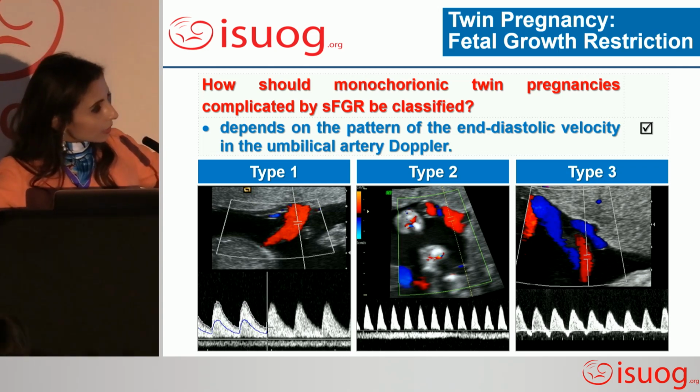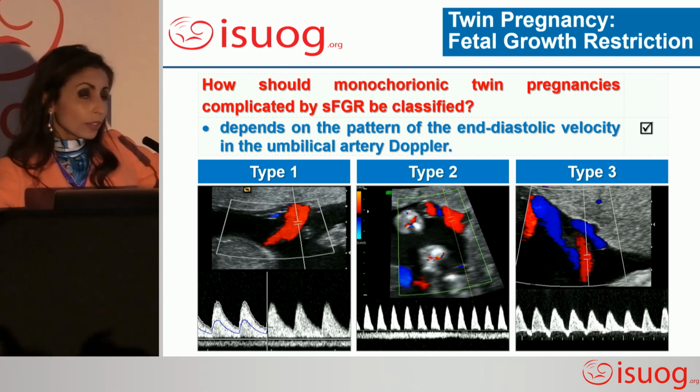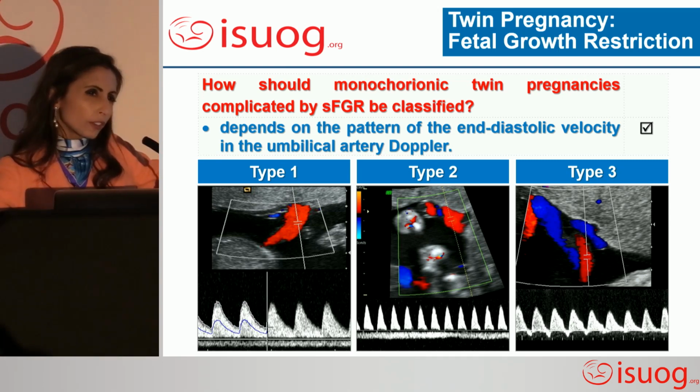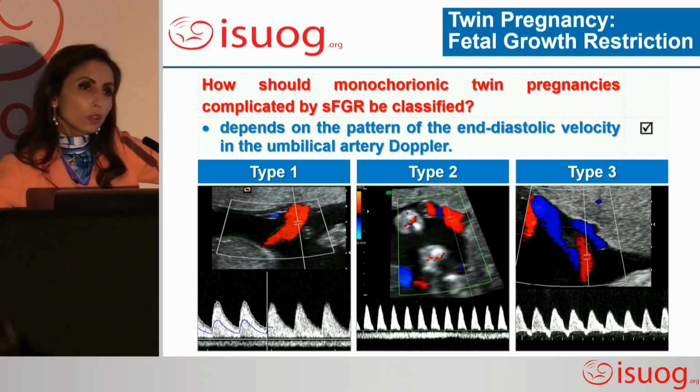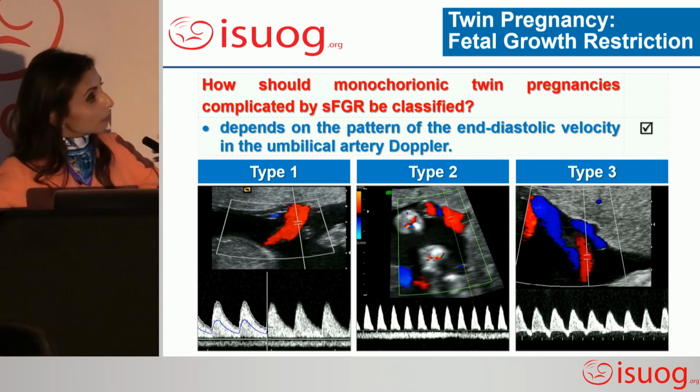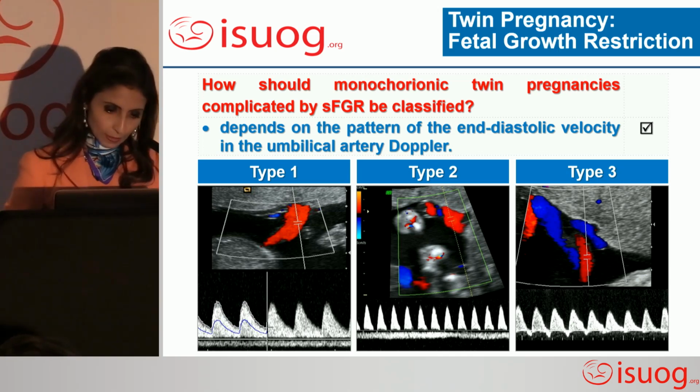And type 3, when you have this intermittent absent or reverse end-diastolic flow in the umbilical artery. So quite a characteristic pattern. Almost you need to look for it. And as I said, in my experience, it's quite rare. It's not a common type.